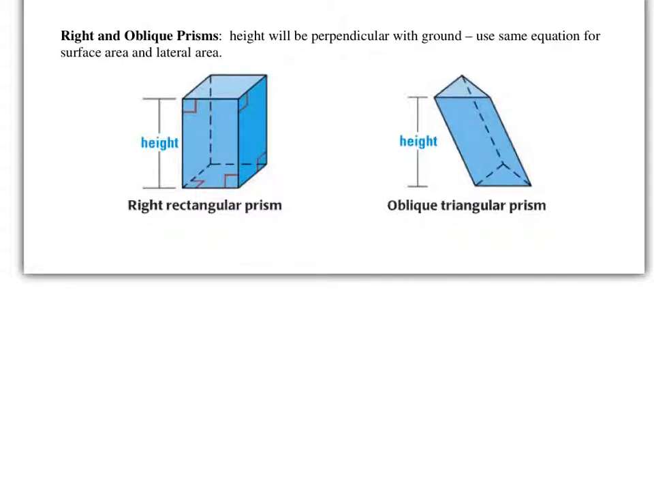This slide is mostly just showing what a right and oblique prism is. So we're going to see this in different shapes as well, but oblique prism just means that it's not straight up and down, so it's not perpendicular with the base, but the height of it is still comparable between the two of them, and we're still going to use the same formula when we're solving these.